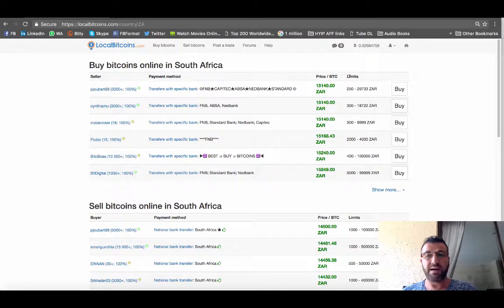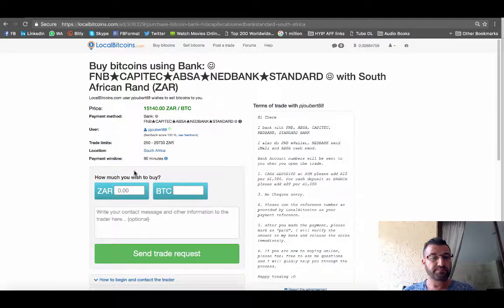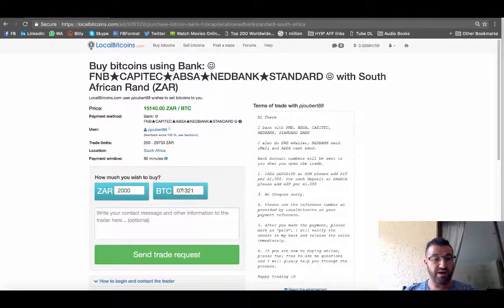Right, so if we wanted to buy Bitcoin, you just press the buy button, firstly. And secondly, you choose the amount of Rand that you wanted to spend. So let's say you wanted to spend 2,000 Rand. Then that will be the amount of Bitcoin. And let's say you wanted 1 Bitcoin, it would give you the equivalent on the other side.